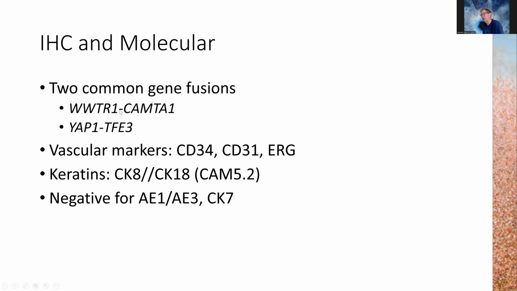We've indicated that there are two common fusion genes that are involved. One is WWTR1, linked to CAMTA1. And the other, which is the one present in our case, is YAP1 fused with TFE3. As we've shown you, it tends to be positive for vascular markers. Some keratins, most notably the very low molecular weight keratins, CAM5.2 and CK8/18, can be positive, but the tumor cells will generally be negative for pan-CK or CK7, as found in our case.